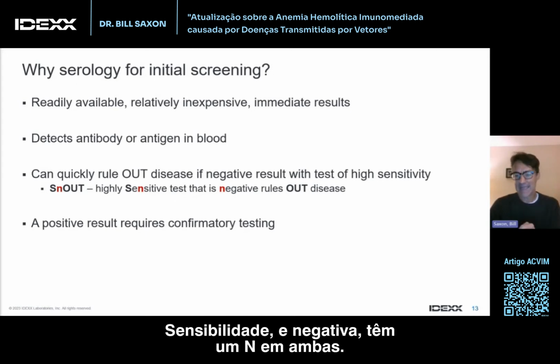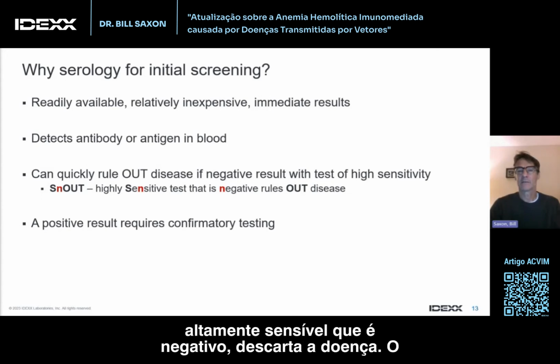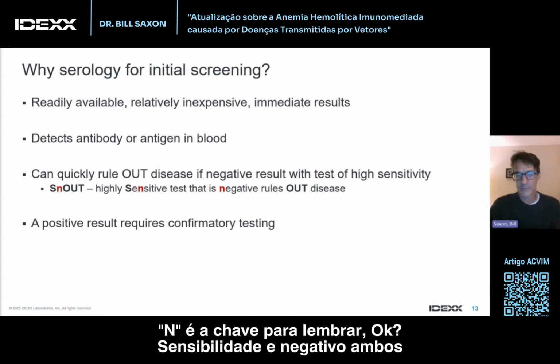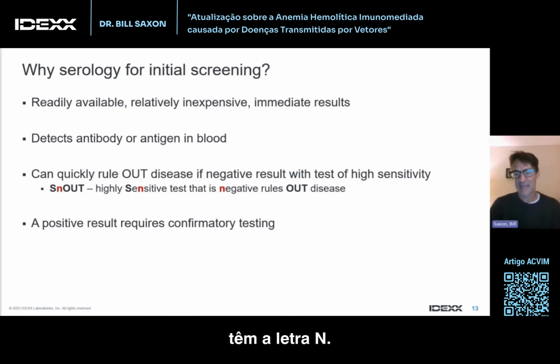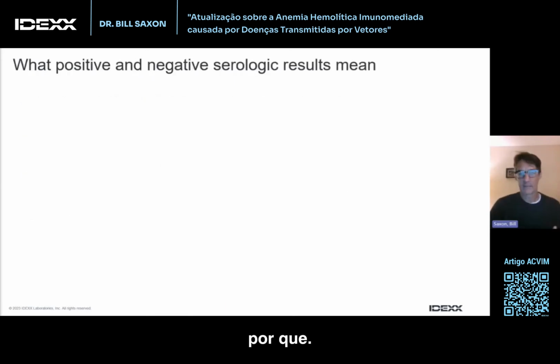Sensitivity and negative both have an N in them. So SNOUT: sensitivity, and N, negative. A highly sensitive test that is negative rules out the disease, SNOUT. And that N is the key, okay? Because sensitivity and negative both have an N. A positive result requires further testing, and we'll tell you why that is in a minute.